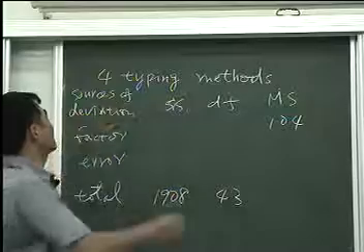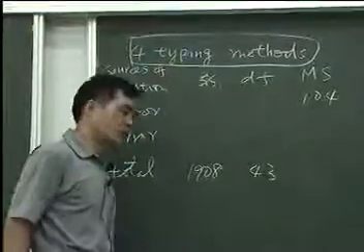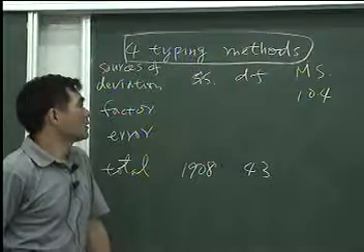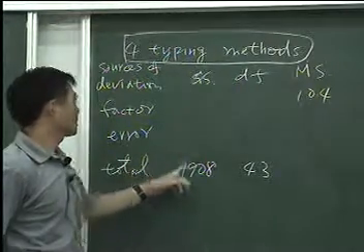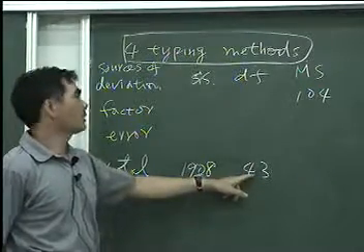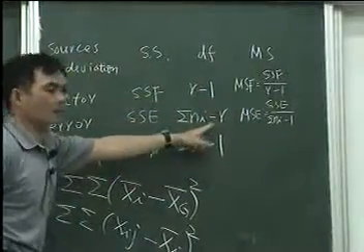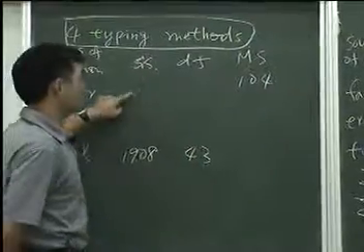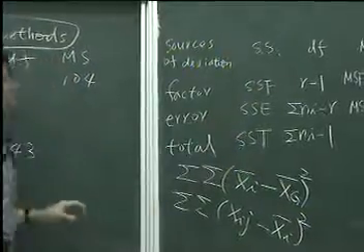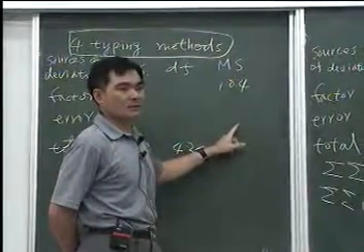Because we are testing different kinds of typing method, and there are 4 different types of typing method. And from here we know the degrees of freedom for the total is 43, okay? Then you have to fill in these 2. So that's R minus 1, and summation Ni minus R, okay? Also, there's something missing here. SSF, SSE is not there, okay? And then you have MSF. You don't have MSE, okay?